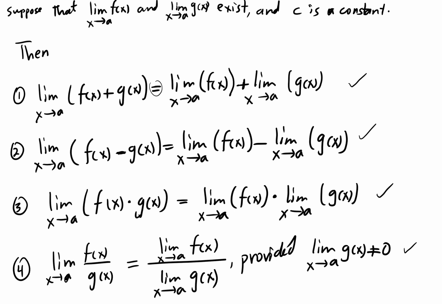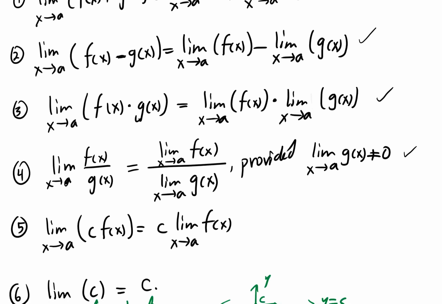So again, the limit of the sum is the sum of the limits. The limit of the difference is the difference of the limits. The limit of the product is the product of the limits. And the limit of the quotient is the quotient of the limits. This is the only slide that I copy pasted, because it takes a lot of time to copy them.